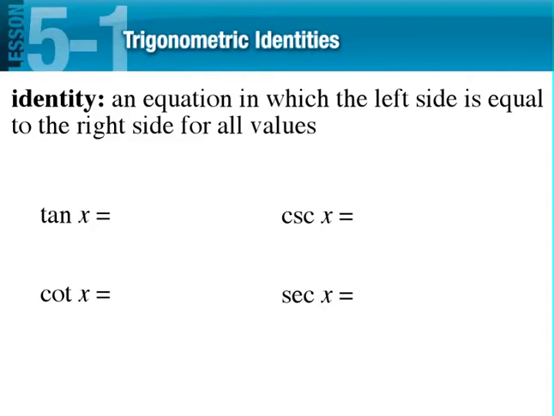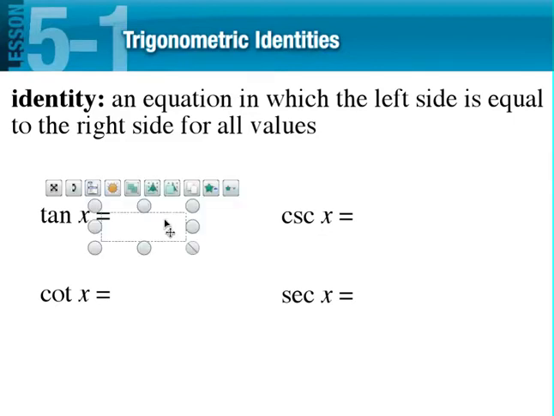What did you do to find tangent on the blue sheet? What was one thing you did? 1 over cotangent. Okay, let's think a little bit more specific. When you did your blue sheet, what did I tell you to do to find tangent? I said all you need to do is find sine and cosine. Take sine divided by cosine, okay?